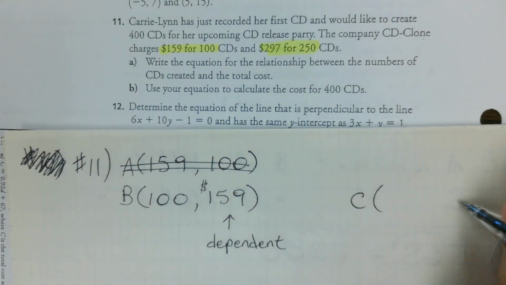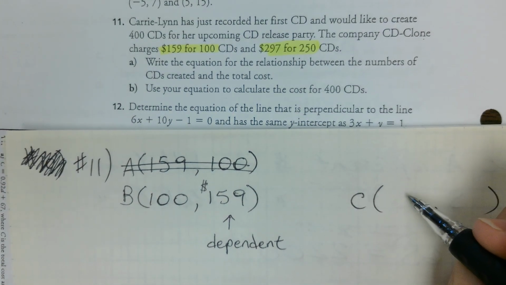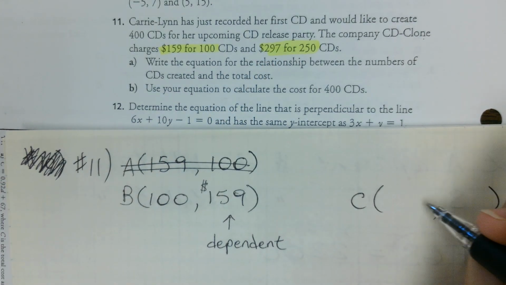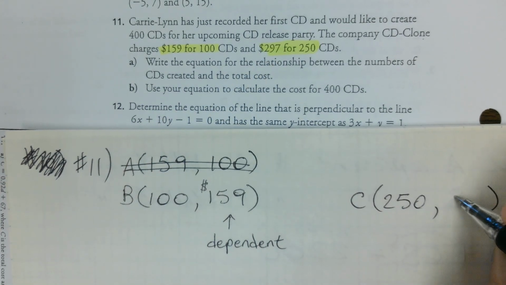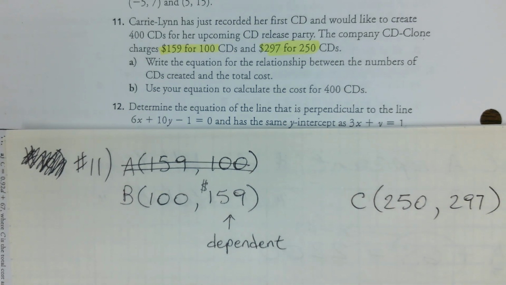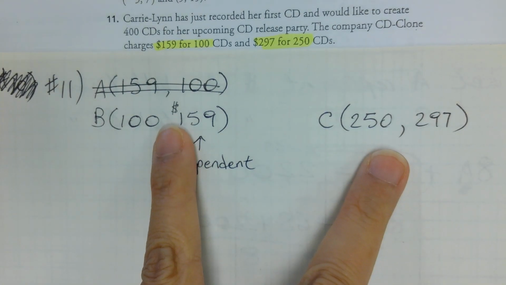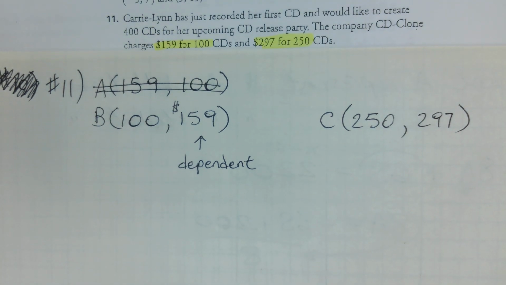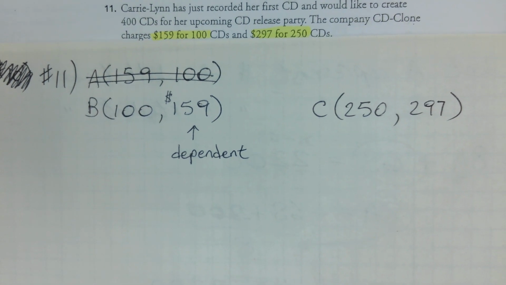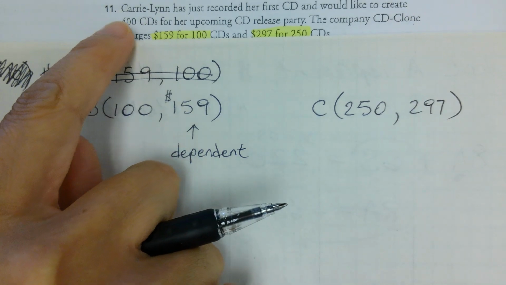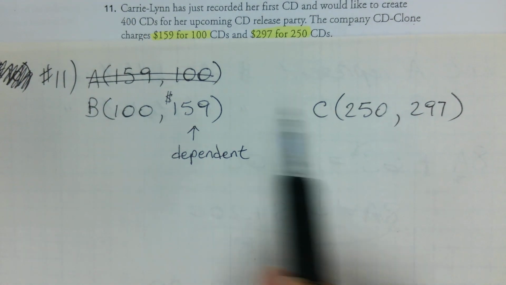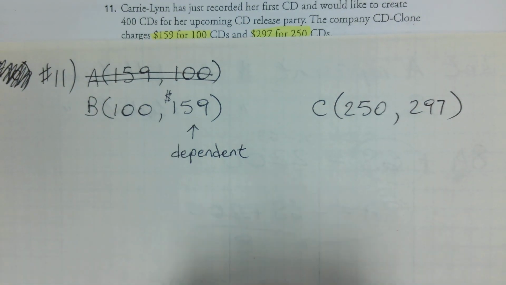Let's call it point C, for example. How would I write this one? Yeah, Jay? 250, 297. Perfect. So now the question becomes, given two points, find the equation of the line. It's as simple as that. For now, don't worry about that 400. You're just given two coordinates, find the equation.